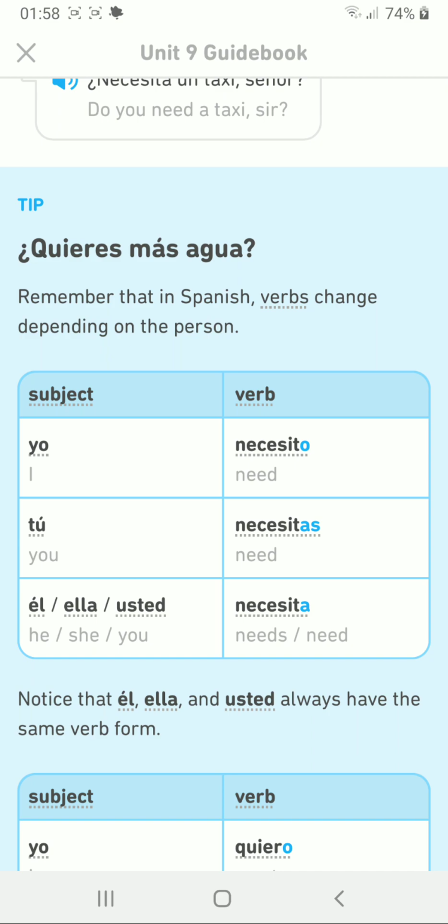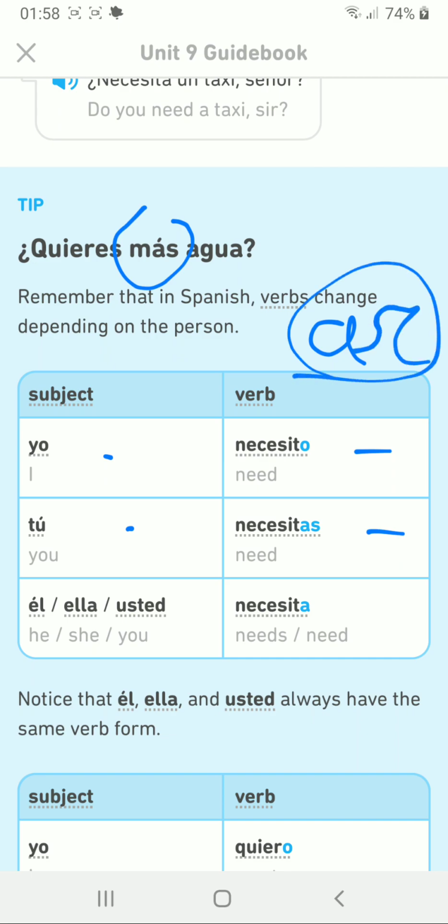Agua is water, very close to aqua. So más, it's more. Please notice there is an accent on top of the A. So, ¿quieres más agua? Remember that in Spanish verbs change depending on the person. So that's very natural for a lot of languages. So yo necesito, tú necesitas, necesitar. This is the verb group, that's the ending. So yo necesito, tú necesitas, él, ella, usted necesita. Usted is for the you, which is formal.